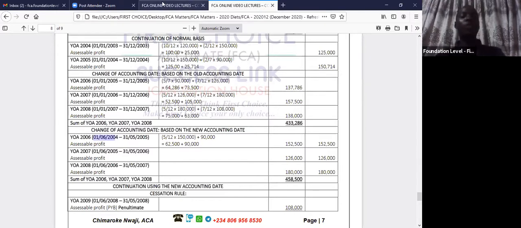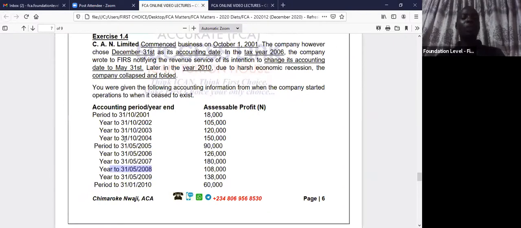So where can I get June 1, 2004? I will go to this 2004 account. I will get June 1 here. So from June to October is how many months? June, July, August, September, October. 5 months. So I'm going to take 5 months out of these 12 months.